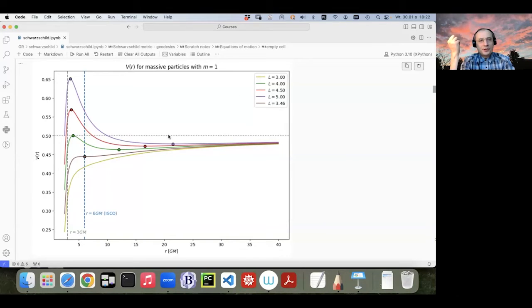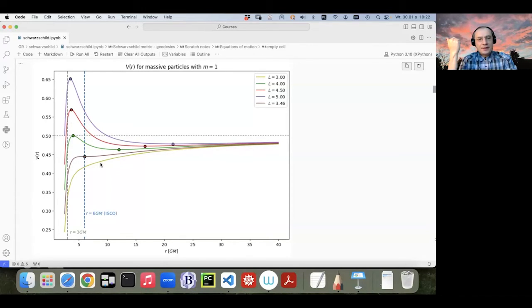If the energy is not large enough, however, there is, at least for some values of the potential, a potential barrier, and the body will bounce off. It will appear from infinity, but then it will go back to infinity. So sufficiently big angular momentum will prevent the body from falling into the black hole.